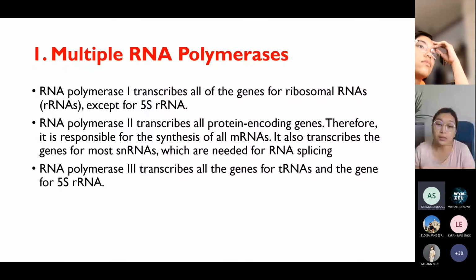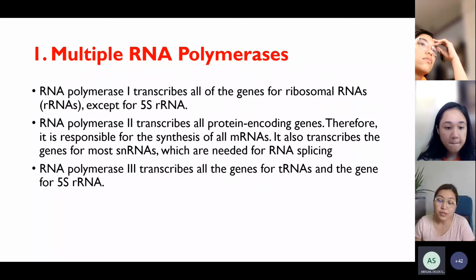The general material within the nucleus of a eukaryotic cell is transcribed by three different RNA polymerase enzymes. So you have the designated RNA polymerase 1, your RNA polymerase 2, and the 3. What are the roles of these enzymes? Each of the three RNA polymerases would transcribe different categories of genes. RNA polymerase 1 would transcribe the genes for ribosomal RNAs, except for 5S rRNA. RNA polymerase 2 would transcribe all protein encoding genes, and it would be the one responsible for synthesis of our messenger RNAs.